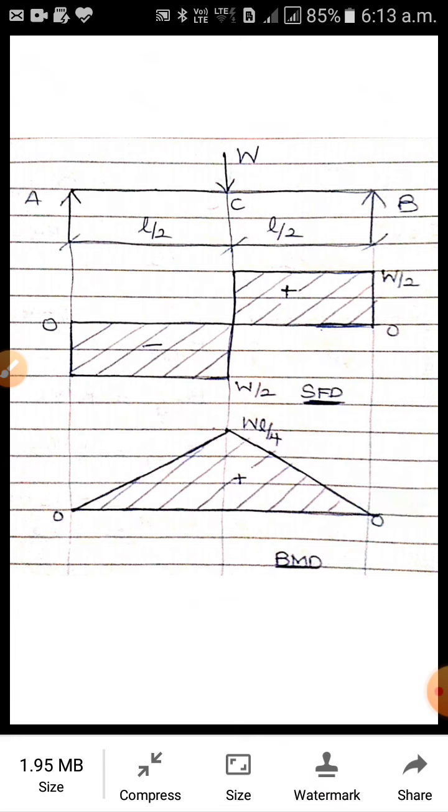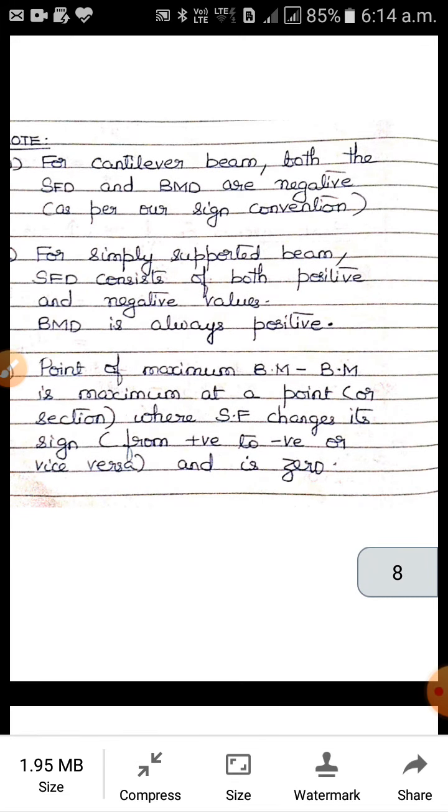Now coming back. So here also MA 0, MB 0 for bending moment, and at C it is WL by 4. So maximum bending moment is WL by 4. It's like a triangle, see? So shear force diagram is a combination of rectangles, positive and negative, and bending moment is a triangle, always positive. Okay. So all this I have explained, you can just go through.